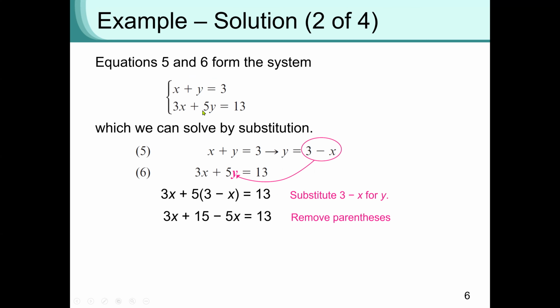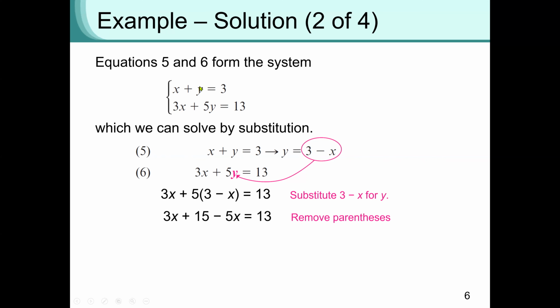If I want to use the elimination, maybe we can eliminate x. I will multiply the first equation by minus 3, multiply the second equation by 1, and I can cancel x. Or multiply the first equation by minus 5, and multiply the second equation by 1, I can cancel y, then look for x. But here we decided to use substitution.